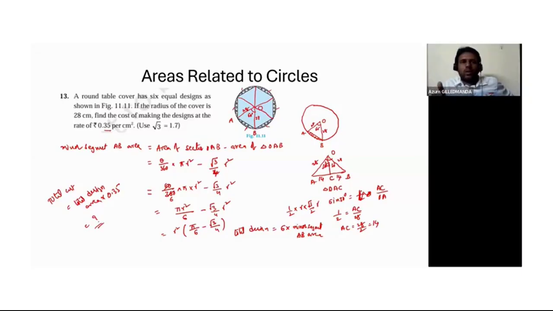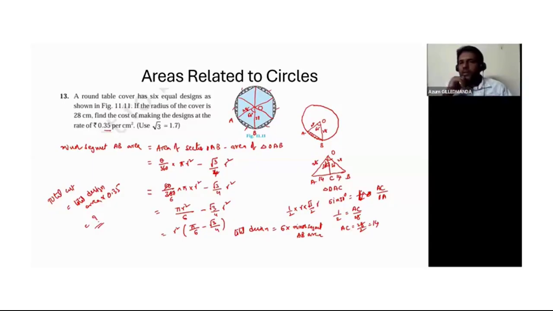Okay, so here I am helping you get an idea how to solve the problems when a complex figure or complex diagram is given, which has both a sector and a segment. First of all, to understand whether it is related to segment and sectors, we need to closely read the problem. A round table cover has 6 equal designs as shown in the figure. If the radius of the cover is 28 centimeters, find the cost of making the designs at the rate of 0.35 per centimeter square.